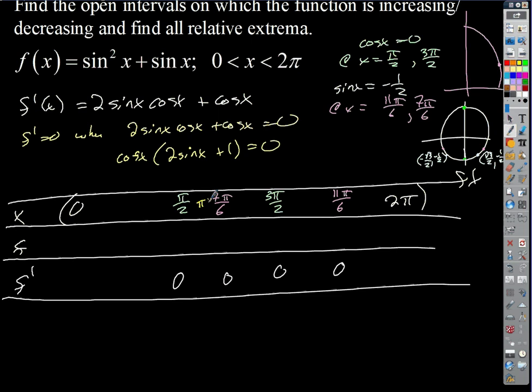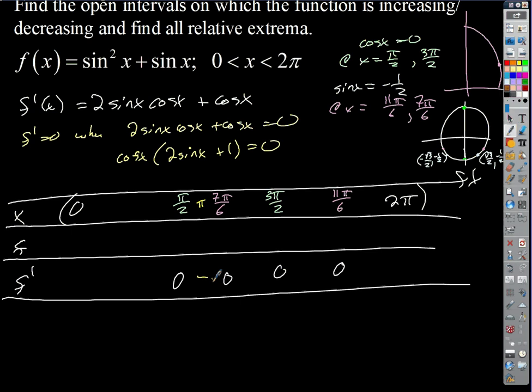So what's the sine of pi? The sine of pi is 0. So I'm getting 0 squared plus 0. Sorry, I don't want that. I want the first derivative. The sine of pi is 0, so the first term goes away. Plus the cosine of pi is negative 1. So I'm getting a negative result from that one.